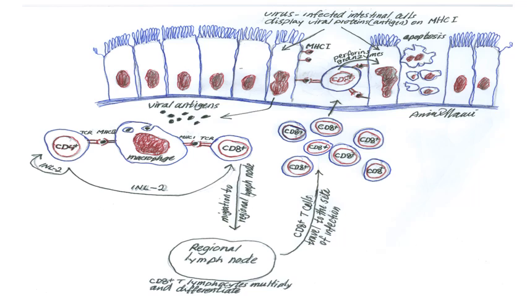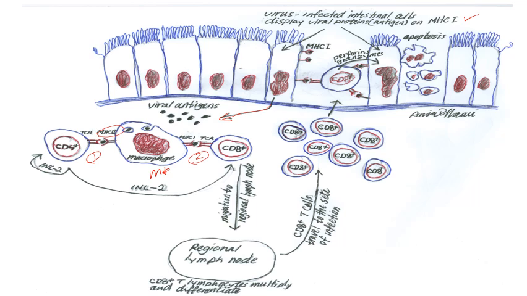So let's talk this out. We have a virus-infected intestinal cell displaying viral proteins or antigen on MHC class 1, just like we saw before. Well, that's when the cell's being processed. But what happens if the viral antigens actually escape the cell? The viral antigens will escape, and we have our macrophage right here. Our macrophage will take it in and process it.